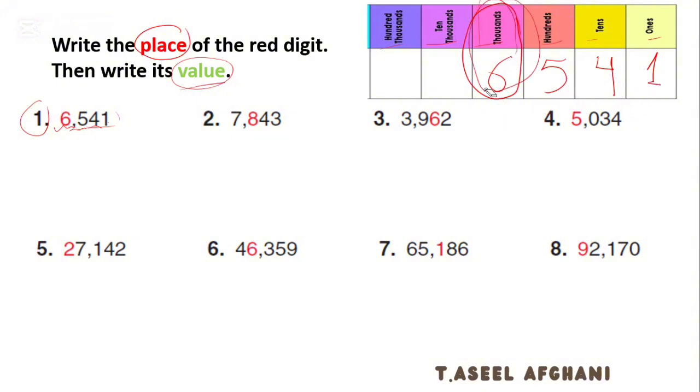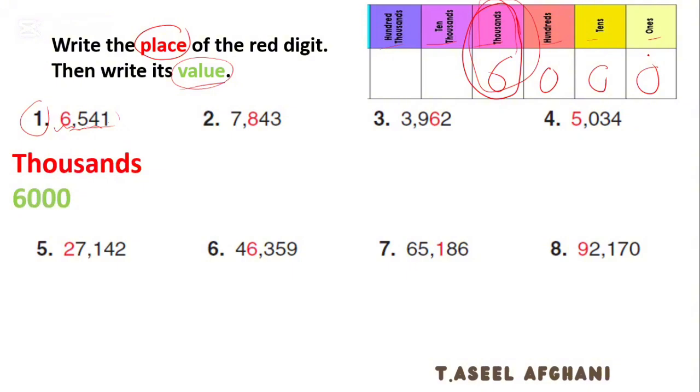Okay? Or it's like removing all of the numbers here other than 6 and replacing them with zeros. Okay? So the value is going to be 6,000s and the place is thousands.